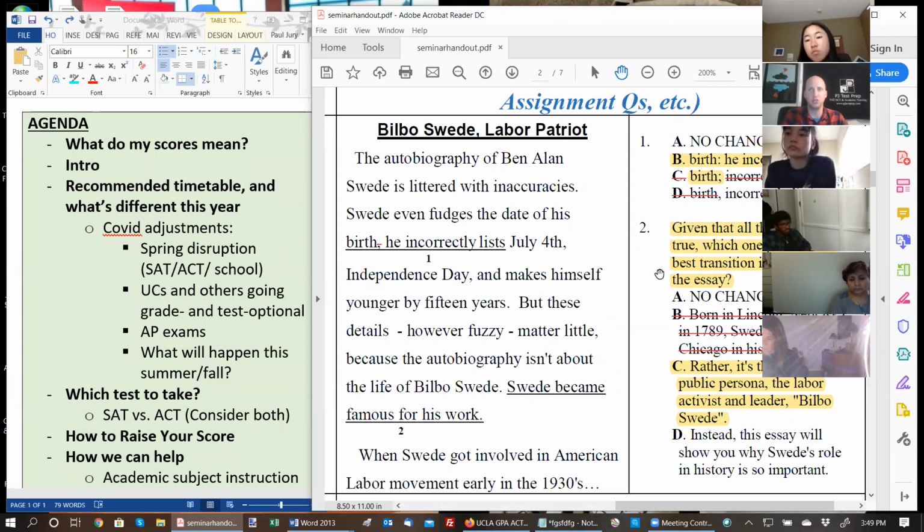What's the best transition to the rest of the essay? Now, I admit they don't actually give you the rest of the essay here, so it's a little unfair. But given that it's called Labor Patriot, and that they talk about labor in the thesis sentence of the next paragraph, these questions require you to actually pay attention a little bit, God forbid. You've got to know what you're reading in order to answer these ones correctly.